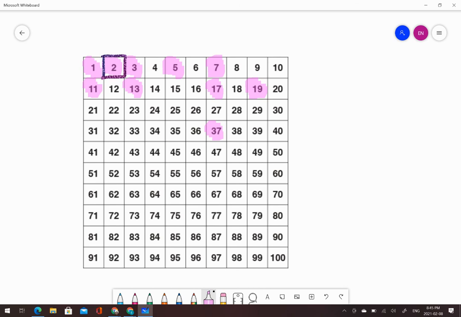So I want you to take a moment. I want you to study these numbers and really focus on the numbers in the first two rows of your number chart. Those are going to really help you. And if you still don't understand what prime and composite numbers are, I want you to let me know and we'll take a look together.